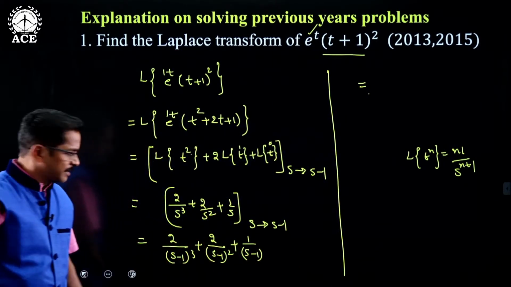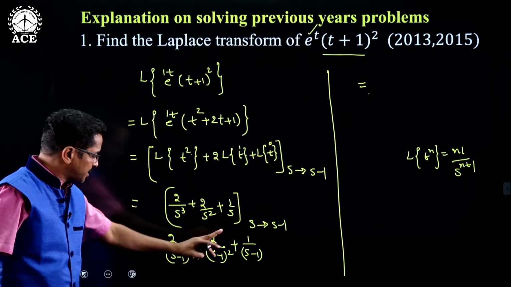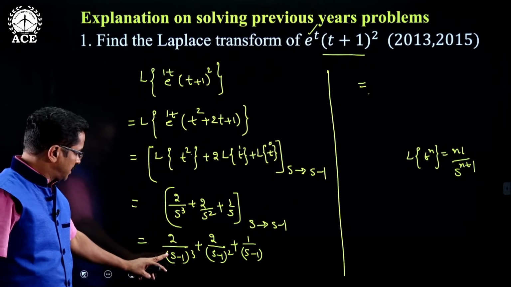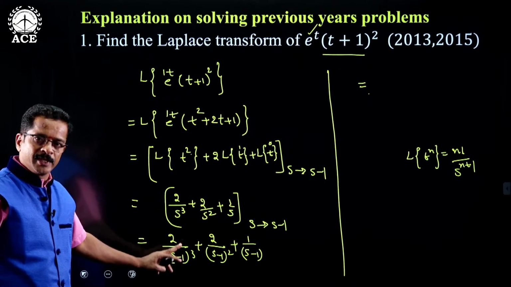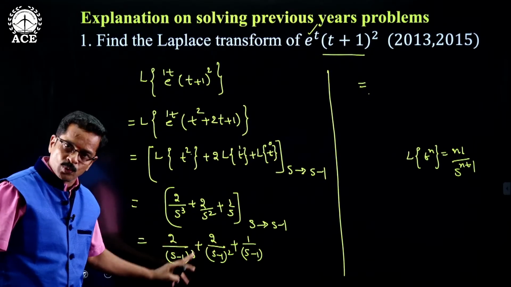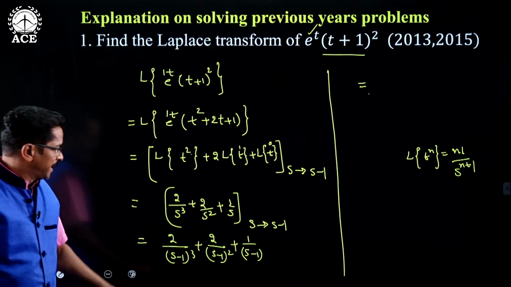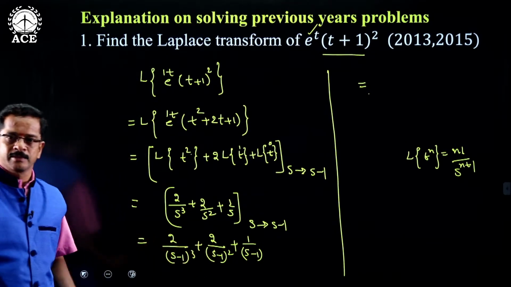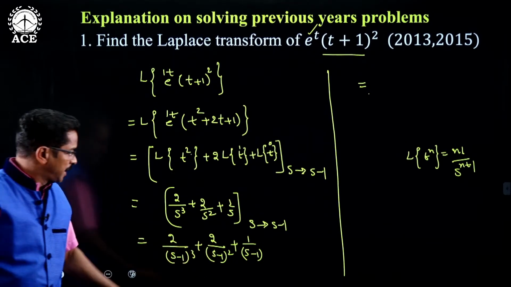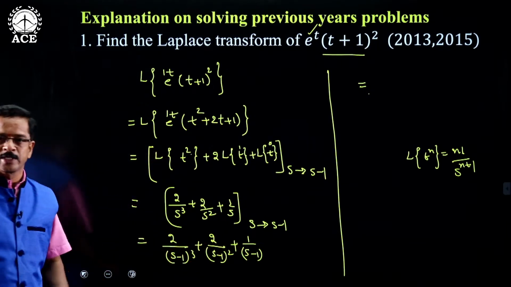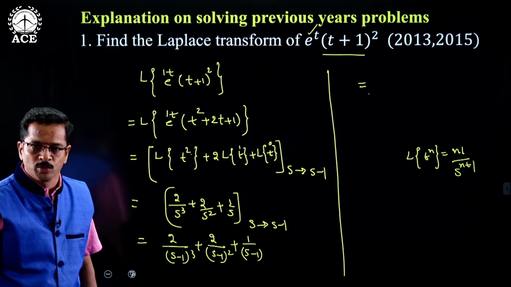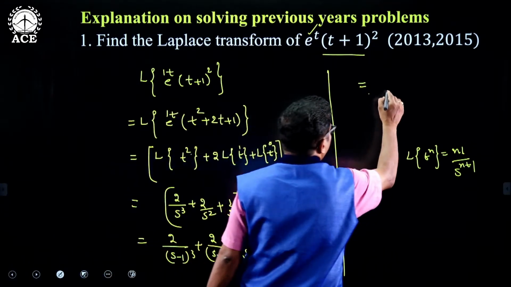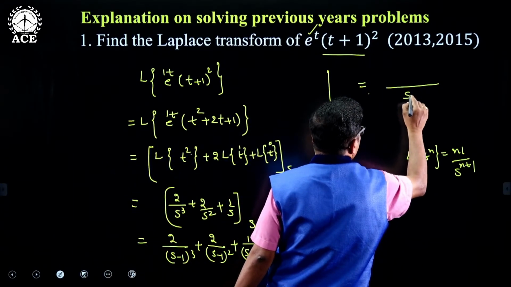The denominators are s minus 1 whole cube, which is the highest degree term in which every denominator is included. s minus 1 whole square is included in s minus 1 whole cube. s minus 1 is also included in s minus 1 whole cube. Therefore its LCM is s minus 1 whole cube only. So on the whole, the LCM is s minus 1 whole cube.